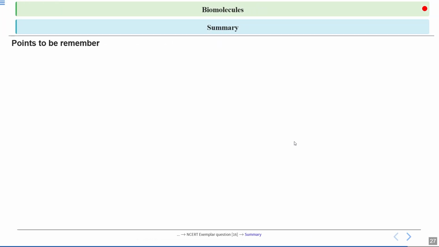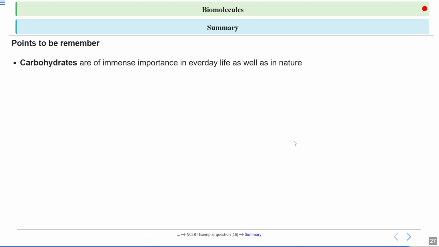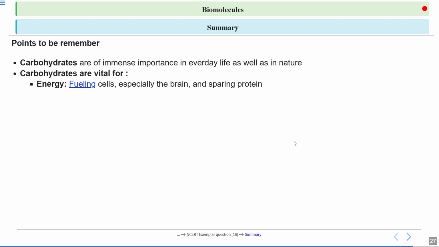Now let's summarize what we have studied in today's lecture. First, we talked about carbohydrates. They are of immense importance in everyday life as well as in nature. Carbohydrates are very much vital. First, they act as a main source of energy. They fuel our cells, especially the brain, which relies almost entirely on glucose.